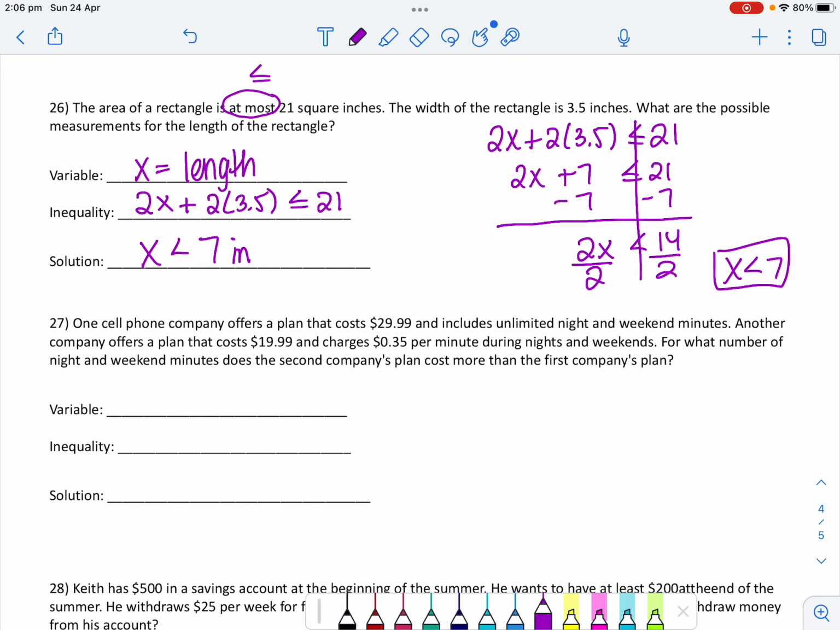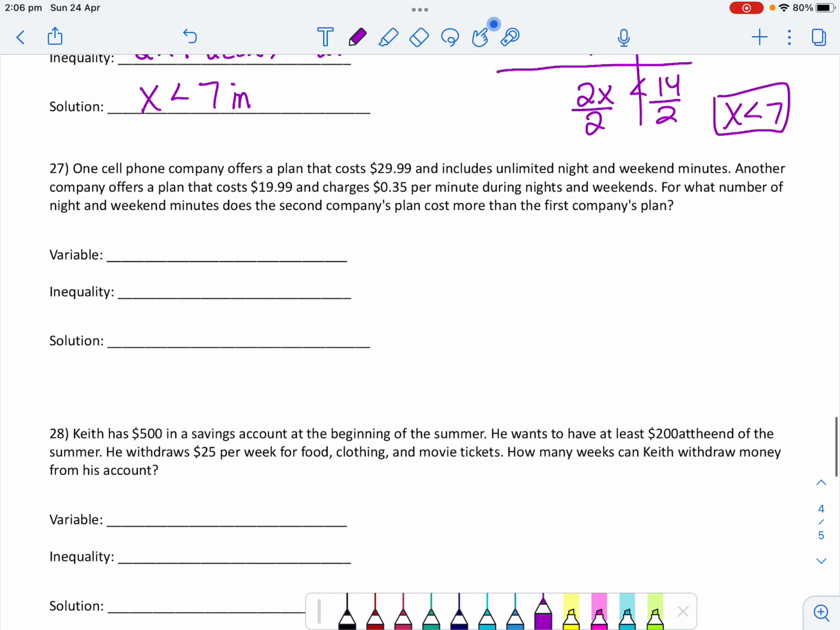Number 27 says one cell phone company offers a plan that costs $29.99 and includes unlimited night and weekend minutes. Another company offers a plan that costs $19.99 and charges 35 cents per minute during nights and weekends. For what number of night and weekend minutes does the second company's plan cost more than the first company?